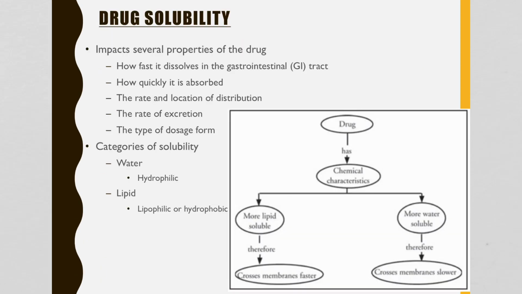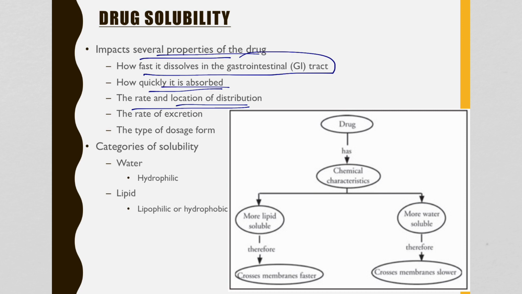So I've been mentioning drug solubility, and I mentioned it on the previous slide, but let's dive deeper into drug solubility because it's so important. We think about how well a drug can move through the different tissue layers to get to the site of action. This is probably one of the key concepts that's important in pharmacokinetics. And so what we know about drug solubility is it's going to impact several properties of the drug. First of all, how fast it dissolves in the gastrointestinal tract, how quickly it's absorbed, particularly how much of it is going to be absorbed or how much is left to be distributed to the site of action.